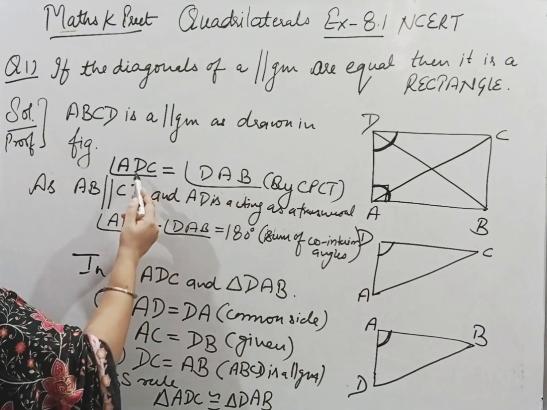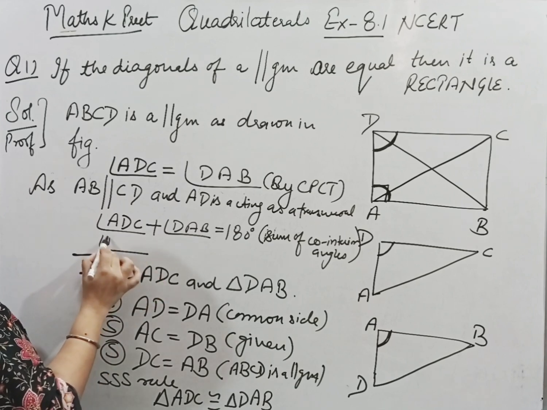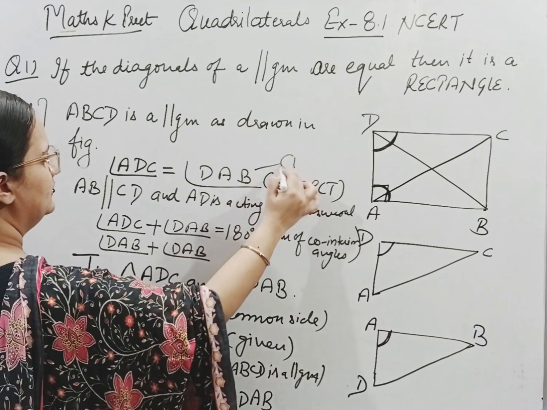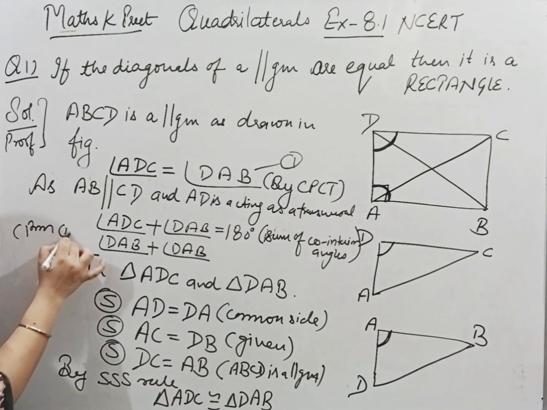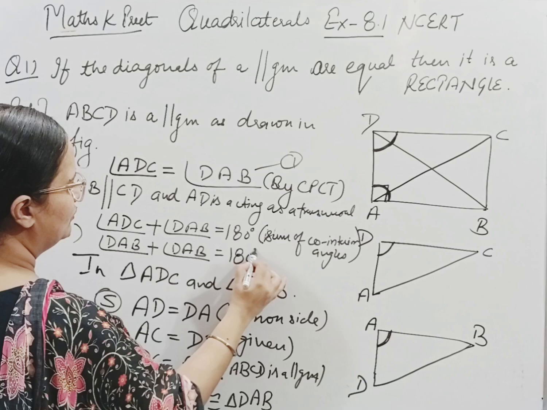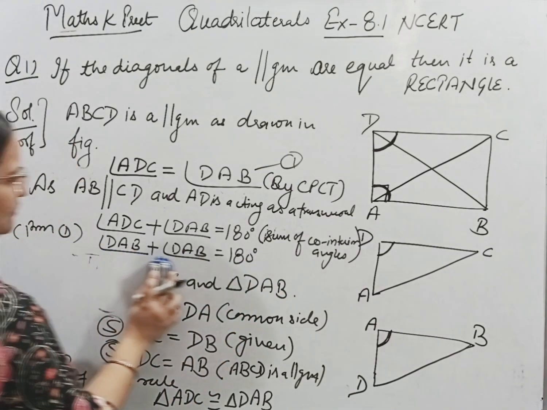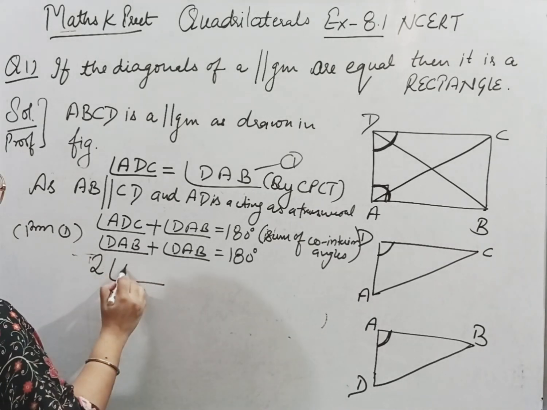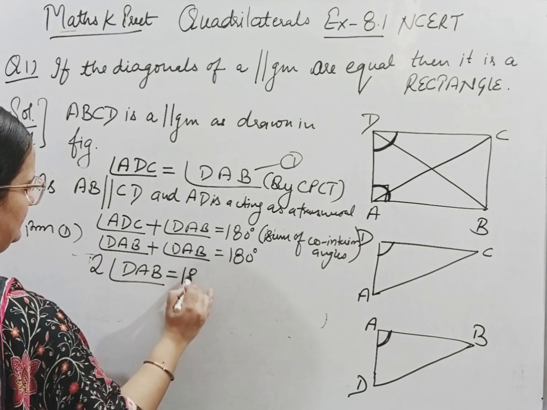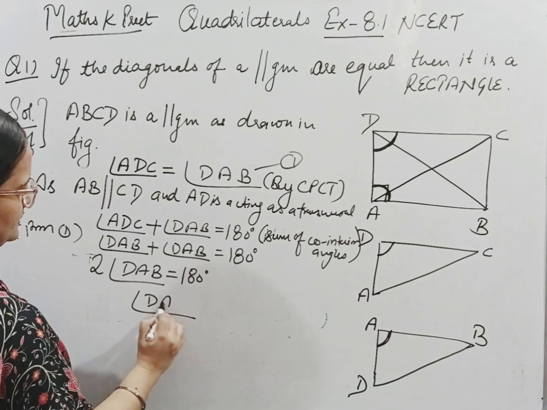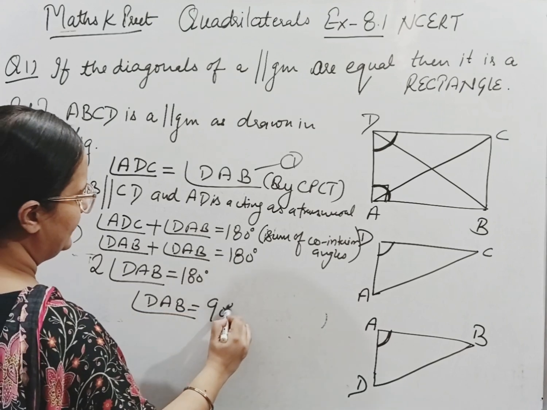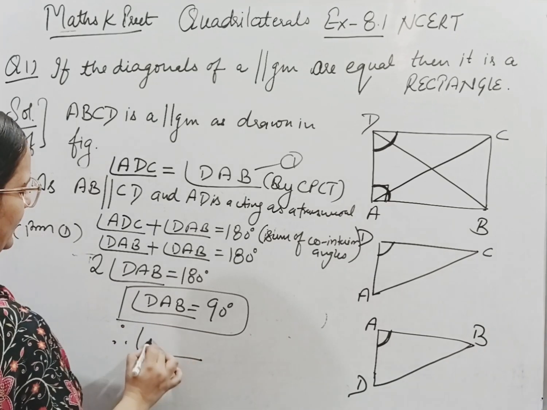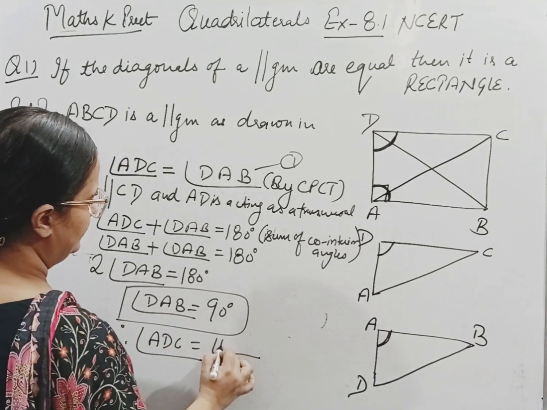Now these two angles are equal, so I can put the value DAB for ADC. So DAB plus DAB, you can mark it number 1, is equal to 180 degrees. So 2 times angle DAB is equal to 180 degrees. Taking this 2 down, angle DAB is 90 degrees. So this angle is 90 degrees, which means therefore angle ADC is also 90 degrees.